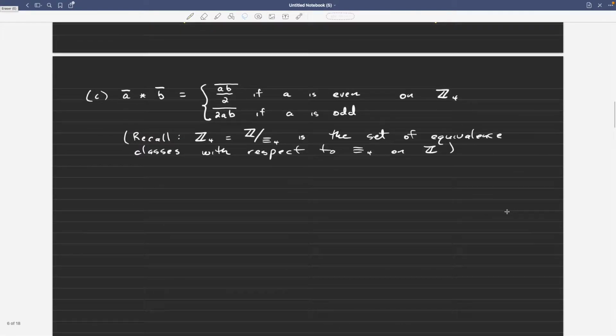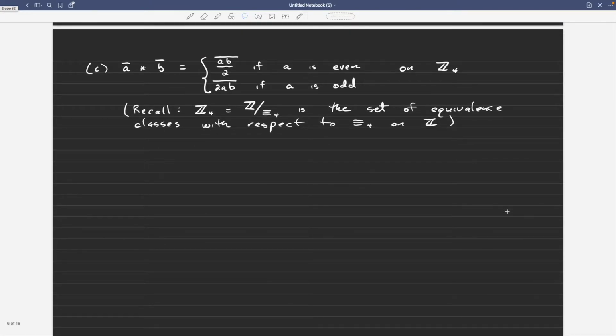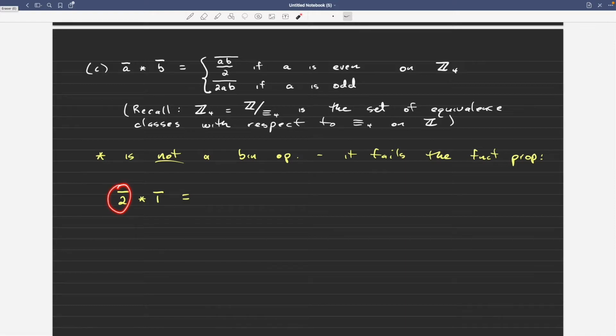Okay, I'm making a copy of it here on a fresh page. So this one fails the function property, it turns out. Star is not a binary operation. It fails the function property. So for example, if I would do something like, let me do 2 bar star 1 bar, because the first value that you're starring together here is even, then I would use the first formula there where I divide by 2. So this will give me 2 times 1 divided by 2 with a bar on top. So that's just 1 bar.